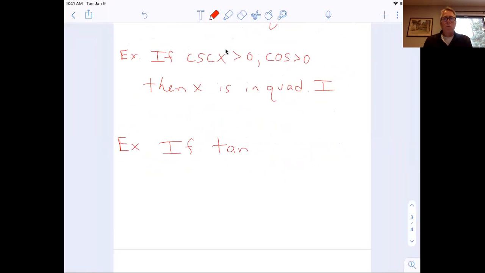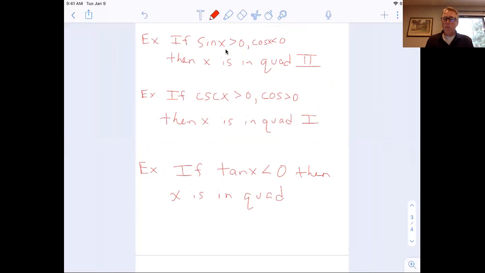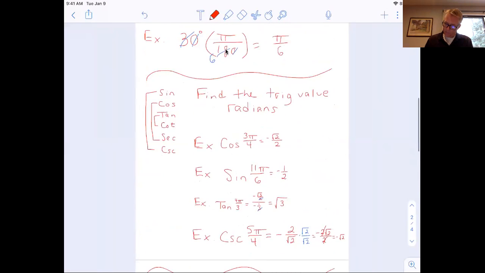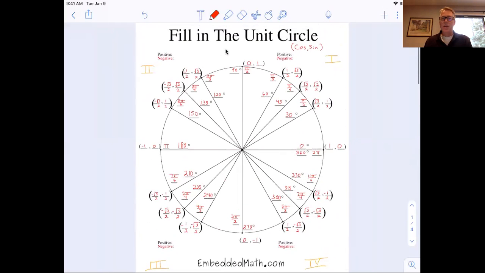All right, we'll try one with a tangent. So let's say the tangent of x is less than 0, so the tangent is negative. I'm just going to see then x is in which quadrant or quadrants. So if the tangent is negative, and the tangent is the sine over the cosine, that means one of them is negative and one of them is positive. So in the first quadrant, they're both positive.